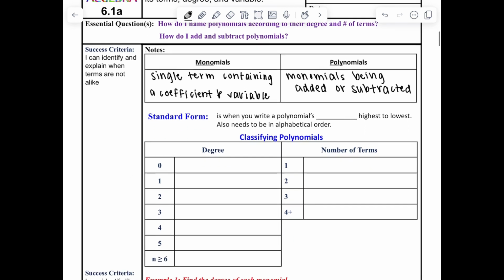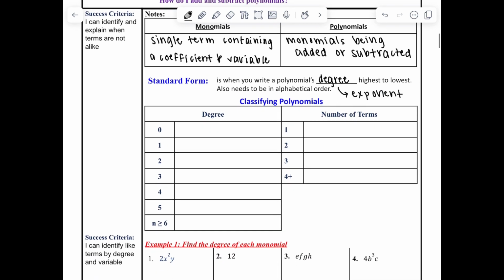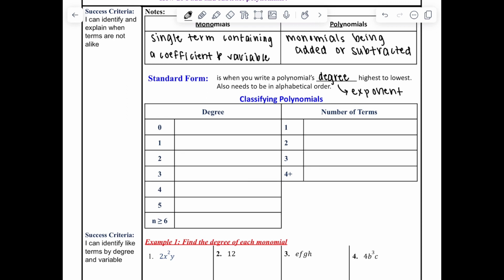You've heard us talk about standard form before, but today specifically when we think about standard form, it means that we are writing a polynomial's degree from highest to lowest. And you might be thinking, well, what does that mean? It's just another fancy word for when we have an exponent. So you can think about degree and exponent as being exactly the same thing because essentially they are. Every expression that we have from here on out, we'll be able to refer to it by the number of terms that are in the expression and also the degree of the expression.